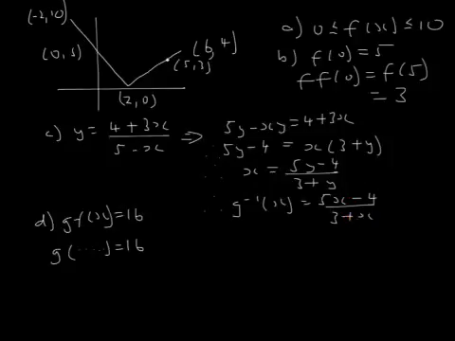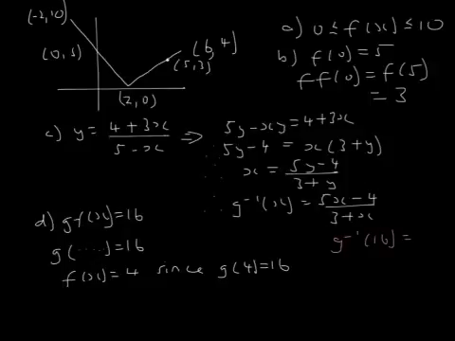19 is 4. So basically we're saying that f of x has to equal 4, since g of 4 equals 16. And then how did I check that? I did g to the minus 1 of 16, and I got 76 over 19, which equals 4. So now we're down to the situation where we need to solve the equation f of x equals 4.